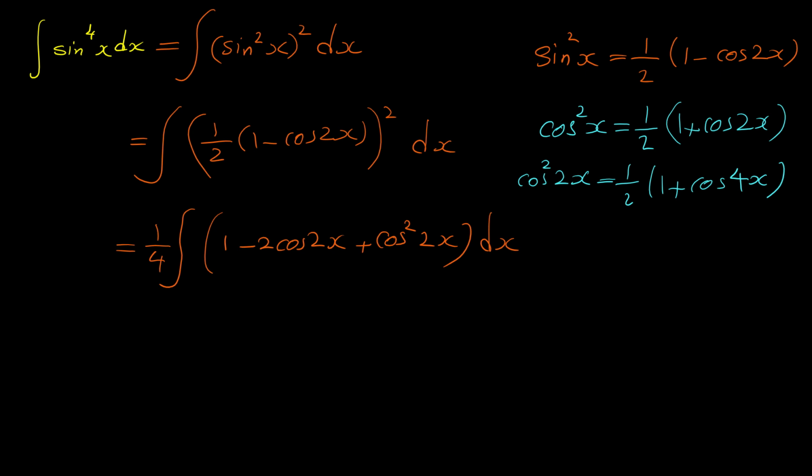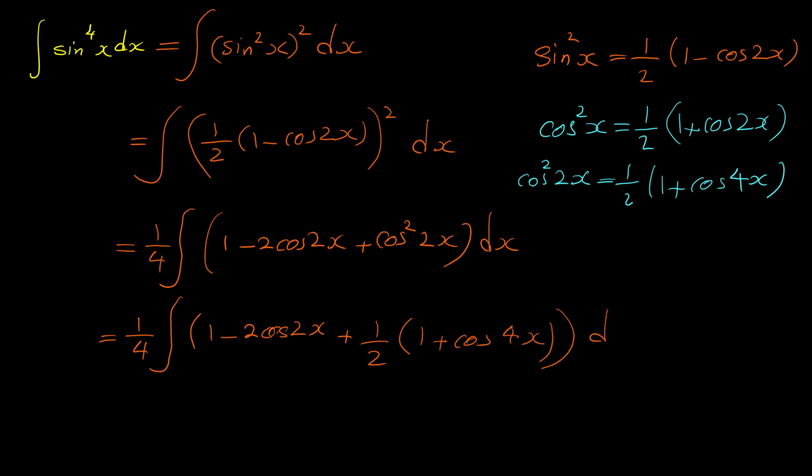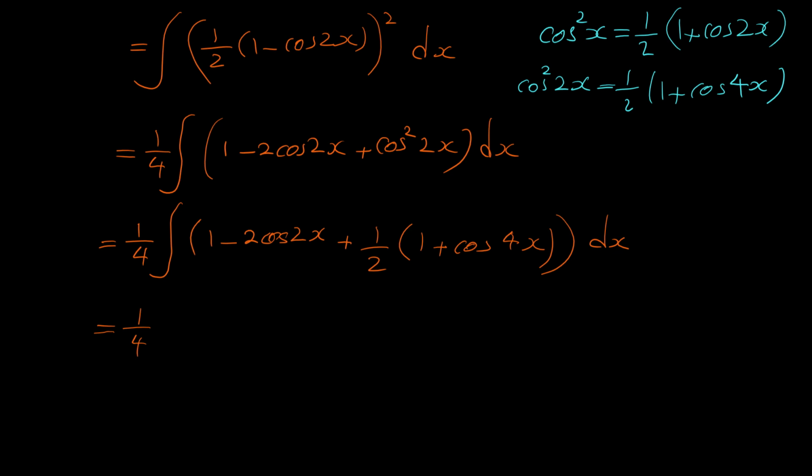Now we can write this as 1/4 integral of 1 minus 2 cosine of 2x plus 1/2 times 1 plus cosine of 4x dx. Now all the terms in the bracket, we can integrate easily. But before that, it's not a bad idea to multiply 1/2 in the bracket and then add this 1/2 to 1 and then find the integrals. So I prefer to first multiply the 1/2 in the bracket. So we have 1. 1/2 times 1 is 1/2. 1/2 plus that 1 here would be 1 plus 1/2, which is 3/2. And then we have negative 2 cosine 2x, and also we have 1/2 cosine of 4x dx.